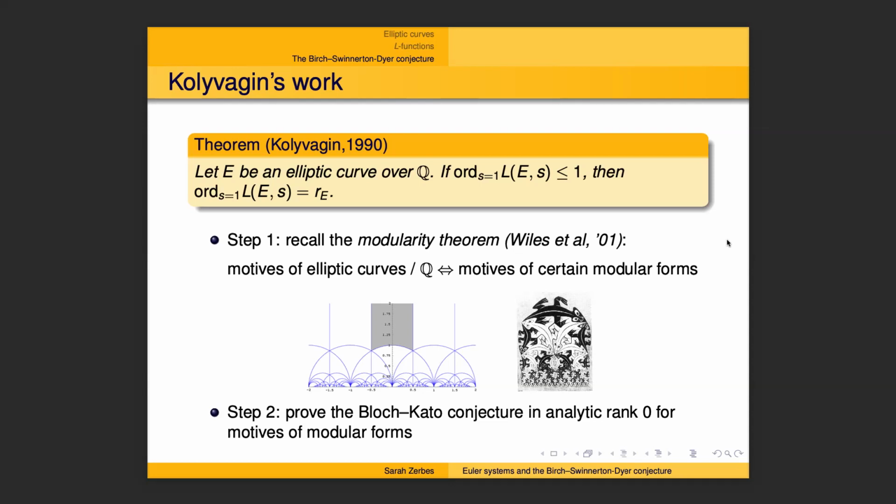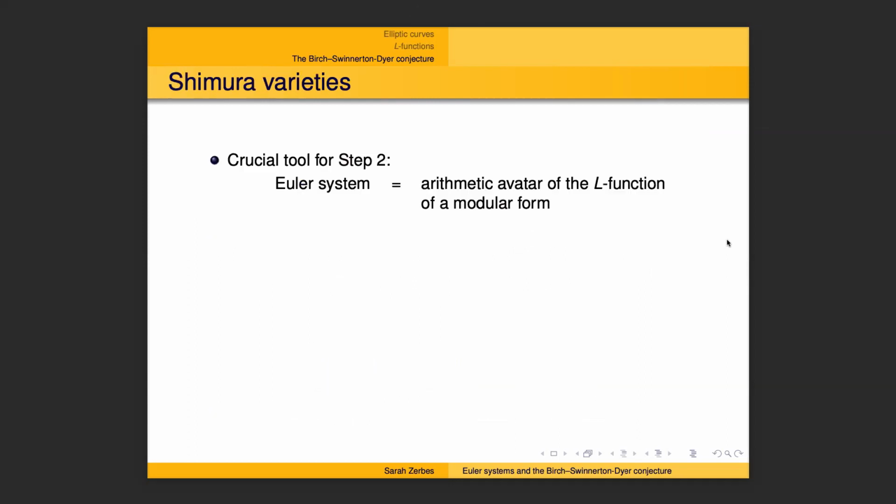Well, okay, that just means converting one hard problem into another hard problem. What have we gained? Well, the point is the following, namely, what Polyvagin does in order to prove the Bloch-Kato conjecture for motives attached to modular forms is to construct the first example of what's now called an Euler system, which is in some sense an arithmetic avatar of the L function of a modular form.